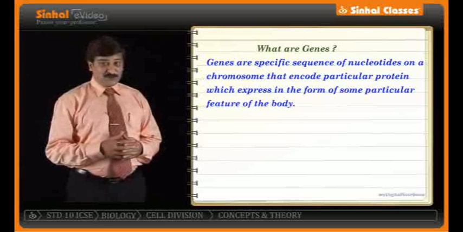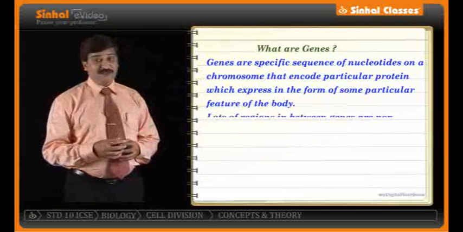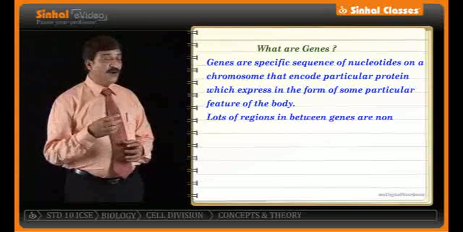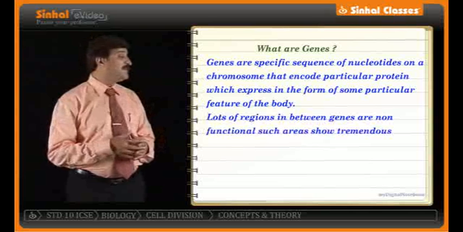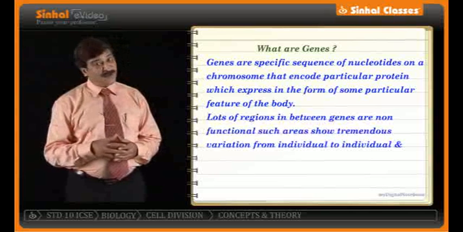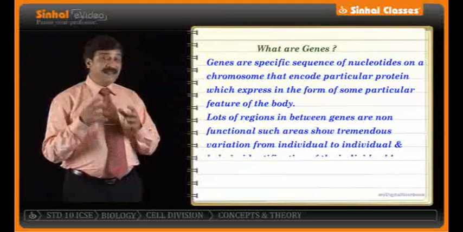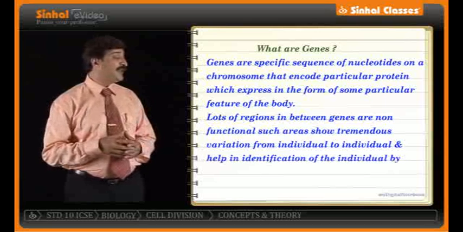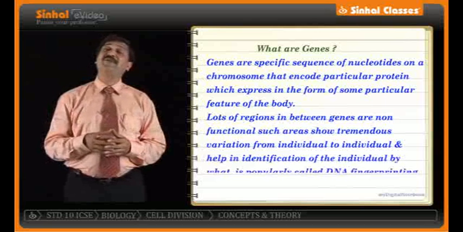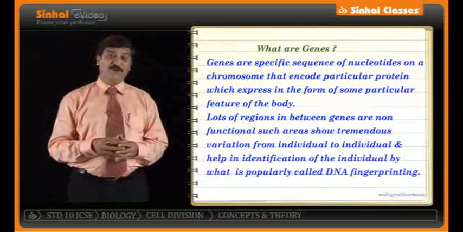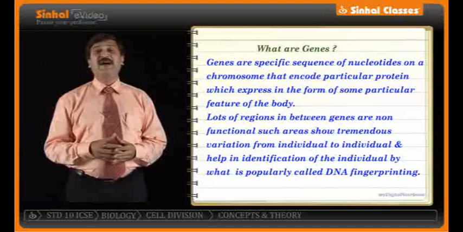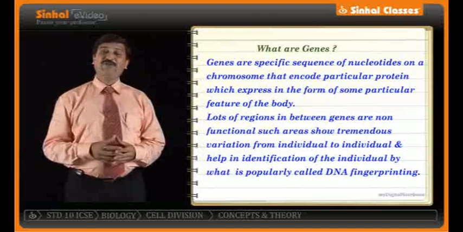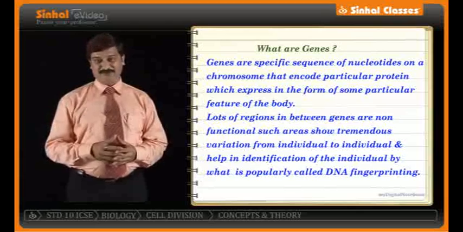When we talk about genes, you should know that lot of regions in between genes are non-functional. Such areas show a tremendous variation from individuals to individuals, and they help us in identification of individuals by a very popular word that we all know, DNA fingerprinting. At this end, we are concluding our chapter, which is cell division and structure of chromosomes.